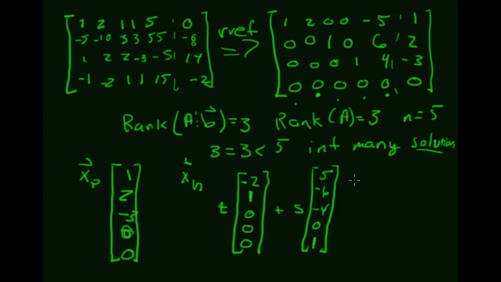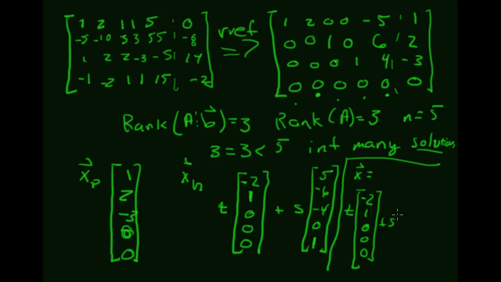So for the general solution, we get that x is the homogeneous solution, t times (-2, 1, 0, 0, 0), plus s times (5, -6, -4, 0, 1), plus the particular solution (1, 2, -3, 0, 0), and any values for s and t, right? This is a plus, not a t, right? Any values for s and t here will give me a solution to Ax equals b.